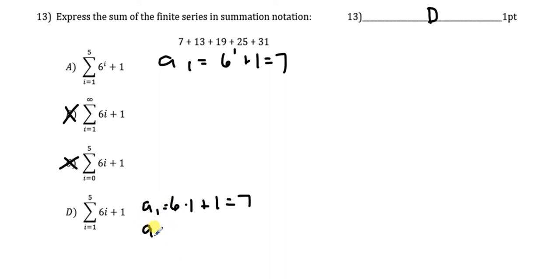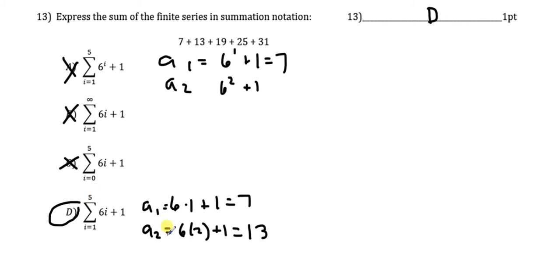Now A2 is equal to 6 times 2, which is 12, plus 1 is 13. There we go. And over here, A2 is 6 to the second power plus 1. 36 plus 1, 37. So it's not A either. So my answer is D. And if I did the 5th term, I'm going to have 6 times 5 is 30, plus 1 is 31. And there we go.